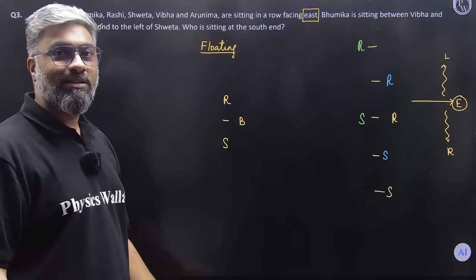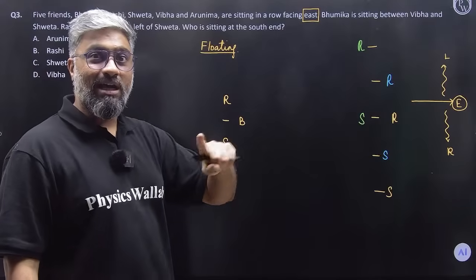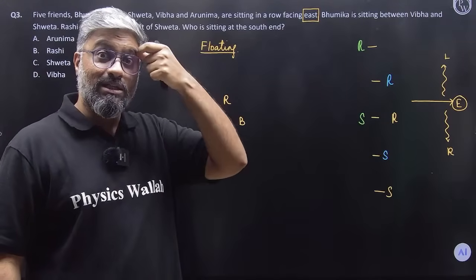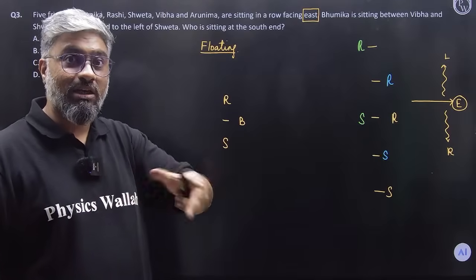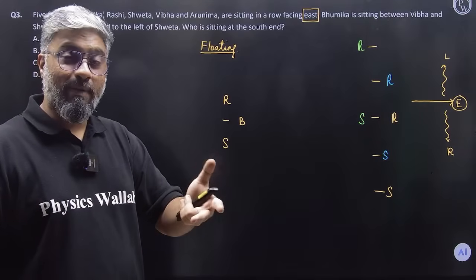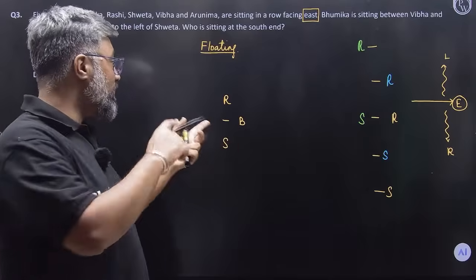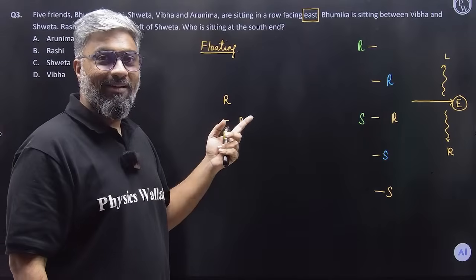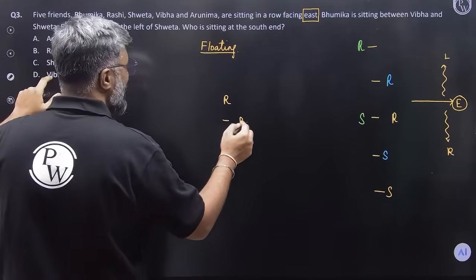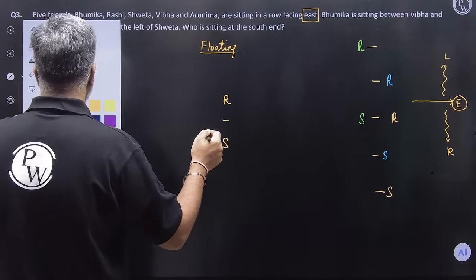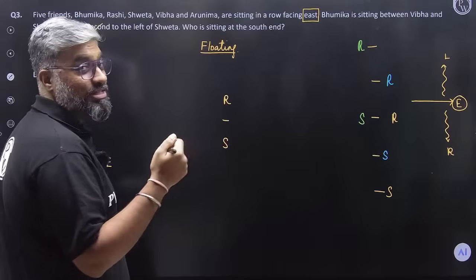Where's Vibha here? Is Rashi Vibha? Is Rashi Vibha's nickname? Does she have an alias? Is she a spy? Is she working for RAW? All these questions will arise, right? So obviously this can't be Bhumika. But Bhumika should still be next to Shweta, only then she'll be in between.